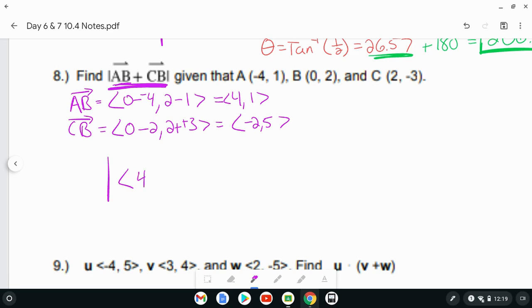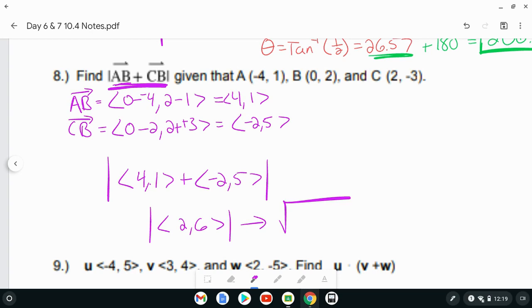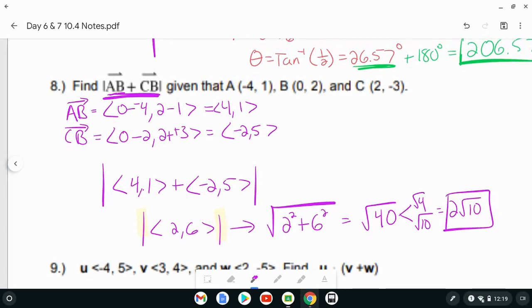We have vector AB, 4, comma 1, plus vector CB, negative 2, comma 5. Add those together, we end up with 2, comma 6. Now, if we're trying to find the magnitude of that, we go x squared plus y squared, square root it. 4 plus 36 is square root of 40. You can break it down to 4 and 10, so you end up with 2 root 10. So that's the magnitude of vector AB plus vector CB.